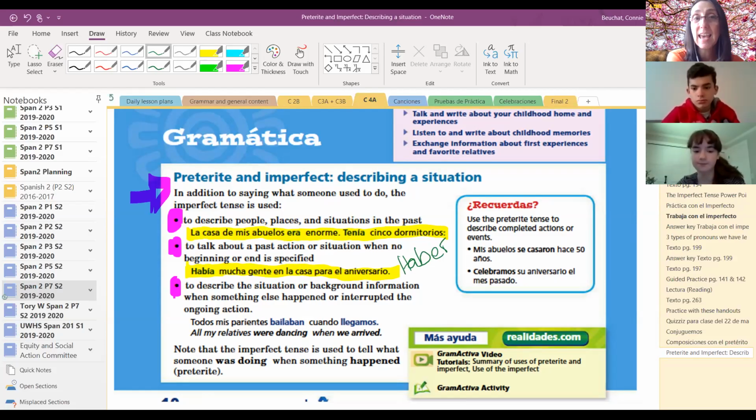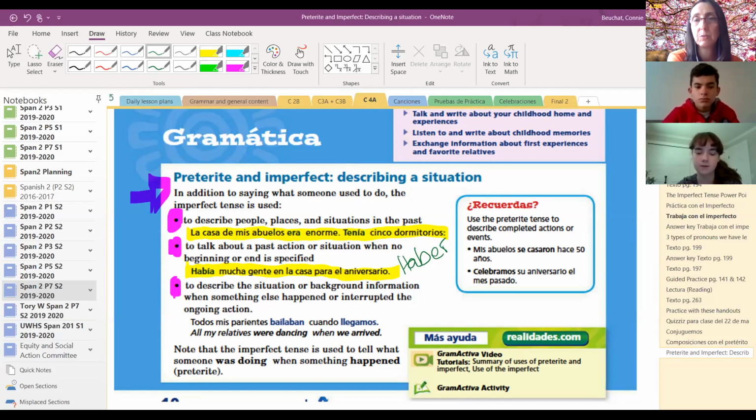Oh, haber. Yes, it comes from the verb haber, and it's the imperfect of the verb haber. So it's talking about the past. Do you remember what haber is when we say I? Have. Oh, there is. There is, there are. So haber: there is, there are.